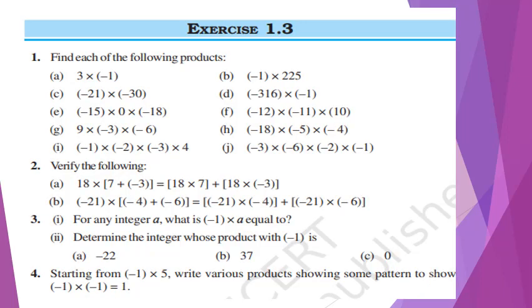Practice sums are given here. A few sums we have done already. No need to repeat them again.